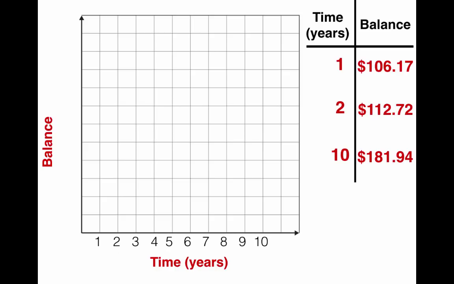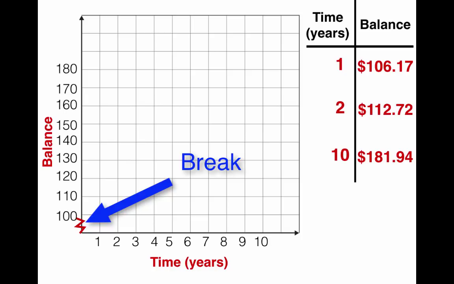But the balance is up to $181. So I'm going to do this thing where we put a little break in the graph. I don't really want to go from 0 to 181. So I'm going to cheat and break and start at 100 and count by tens. 110, 120, 130, 140, 150, 160, 170, 180. And that little break symbol in the corner is kind of like a cheat to make your graph be able to jump ahead to some numbers. So we're doing that so we can plot the points, because $106 is going to be right above the 100 mark for year 1.